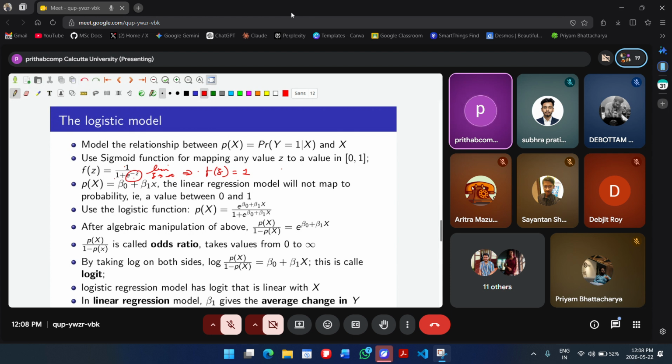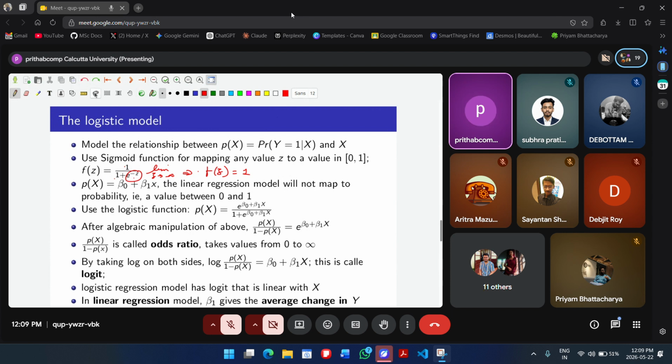And if you take it to be positive infinity, then this term is so big that this will become a 0. Okay, so that is why any value z will be mapped to a value between 0 and 1. And that means what? Probability values are also between 0 and 1. So the sigmoid function is a very good choice for this.